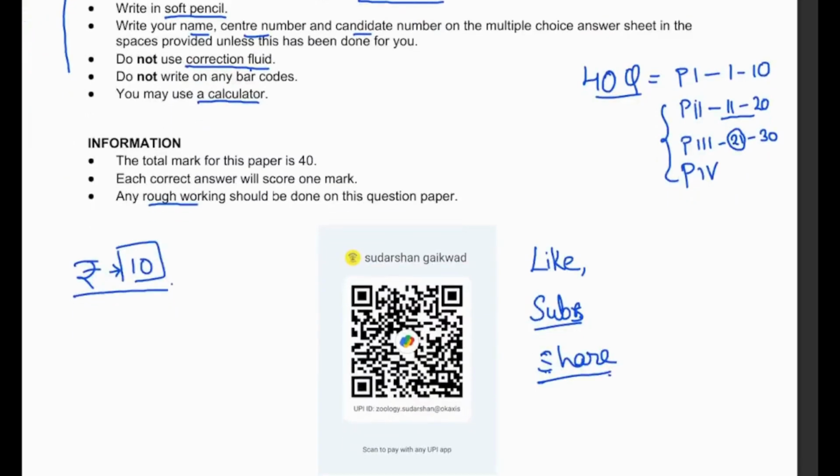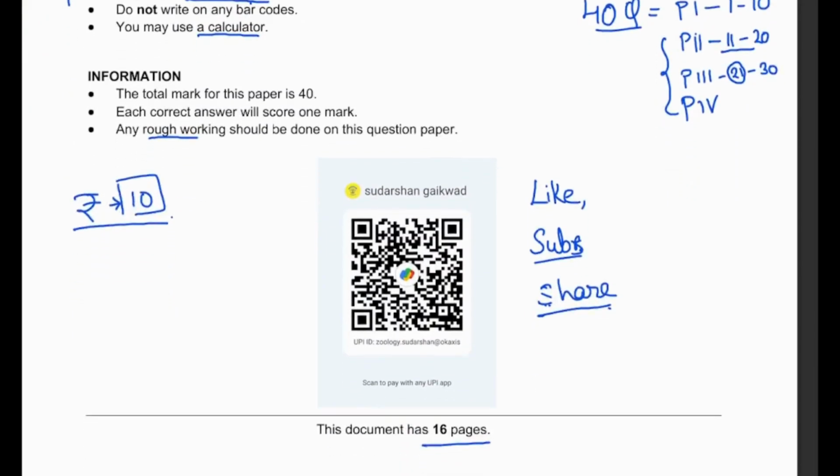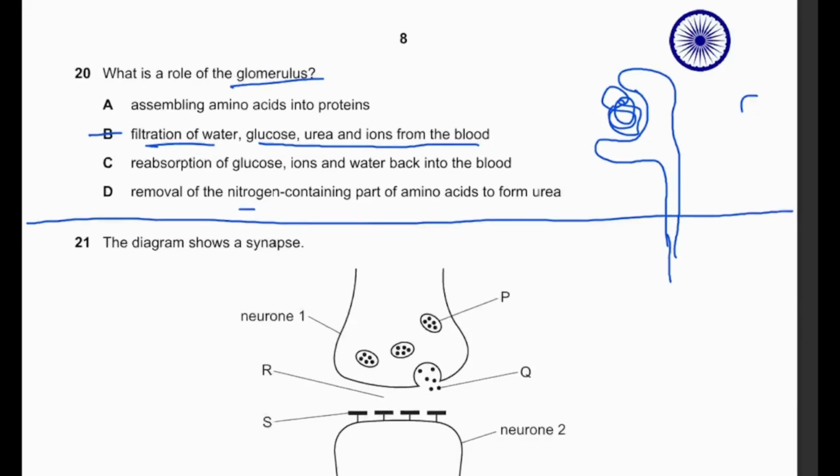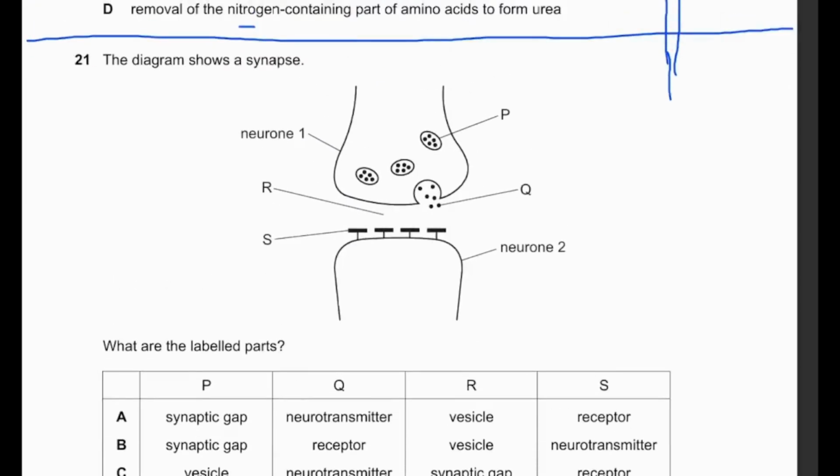Before we move to the questions, there's a QR code here, and the purpose of the QR code will be explained by the end of question 30. So we are doing part 3, and let me take you to question number 21. That's page number 8.